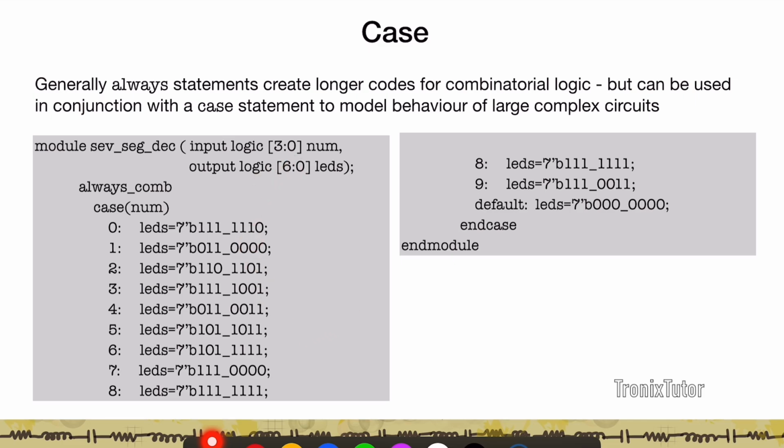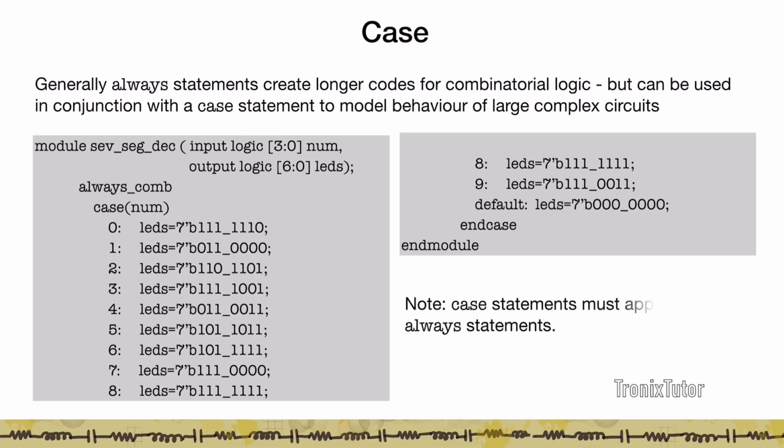If you were to code this up in proper hardware using gates, etc., this would be a longer code. But if you want to use this in a larger architecture, this makes it very simple to code up a 7-segment decoder. As I mentioned, this always statement comes in handy when you want to deal with combinatorial logic, which is more complicated than simply a bunch of gates. Remember that when using case, it's always recommended that the case statement sits inside an always statement.